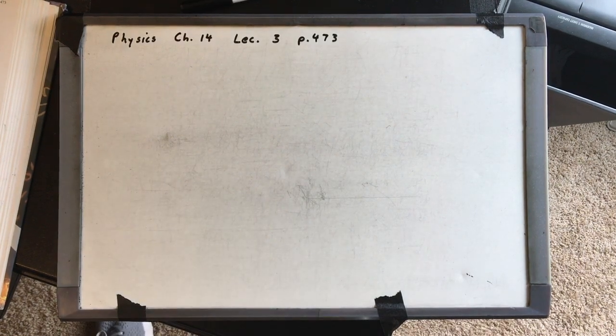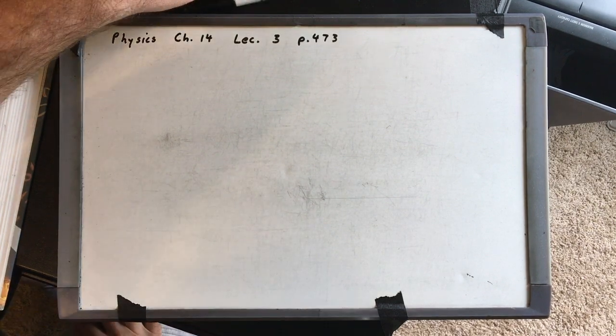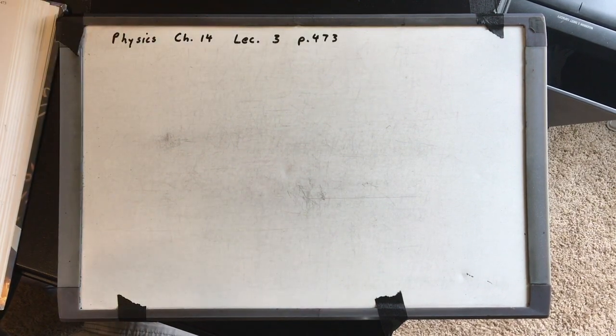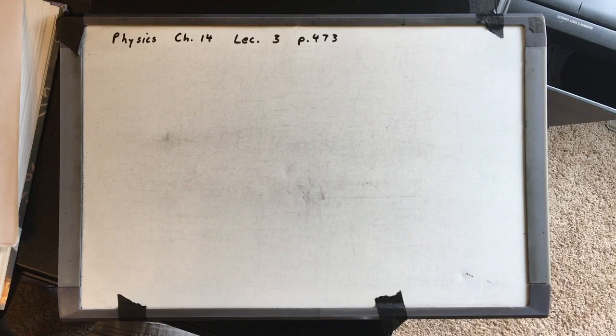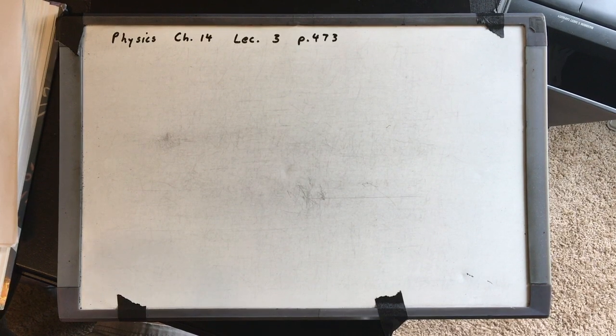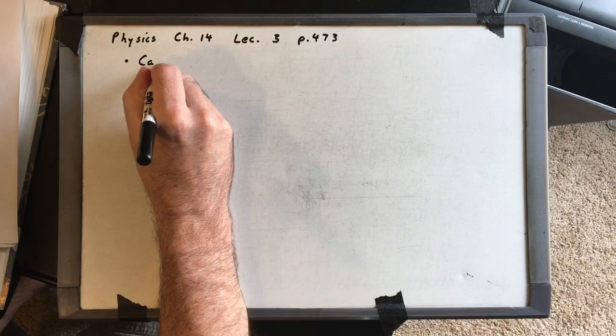Okay, this is Physics Chapter 14, Lecture 3. In the book, we're starting on page 473, 472, 473. And in your notes, we're in the middle of page 4. Okay, so this lecture is about a capacitor.